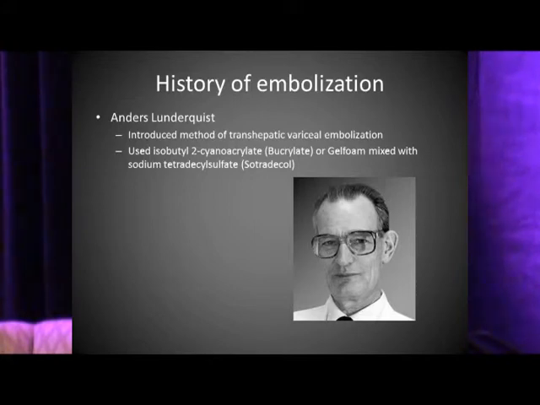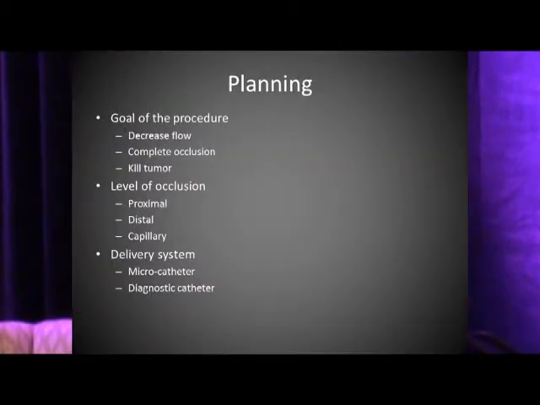Now, in my training, as well as most of you, I'm taught that before we even start a procedure, the main thing to know is to have a plan. We start off with the goal of the procedure. What is it that we are trying to do? Are we trying to just decrease the blood flow? Are we trying to have complete occlusion of the vessel if we're trying to embolize something, or are we going after some type of tumor that we want to make sure stops blood flow to the tumor?